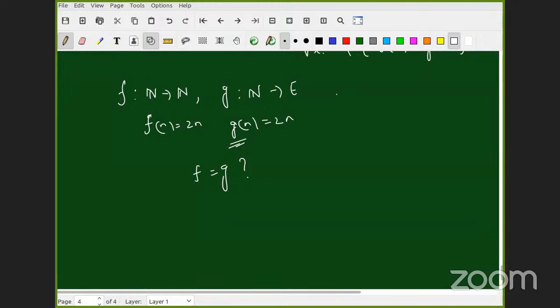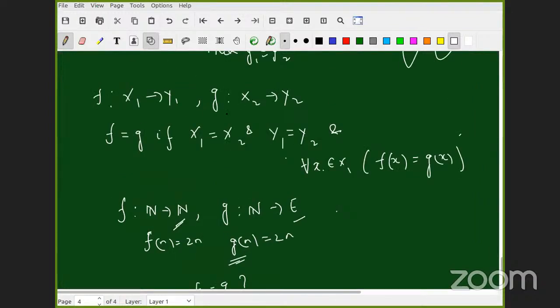but why only 21 responses? Yeah, quick. Okay, Shweta. They are not equal, sir. Why? Because they have different codomain. Excellent. That's fantastic. That's what you have to do. Even though the rules are same, they have different codomains. N is different from E. Therefore, the answer is f not equal to g.